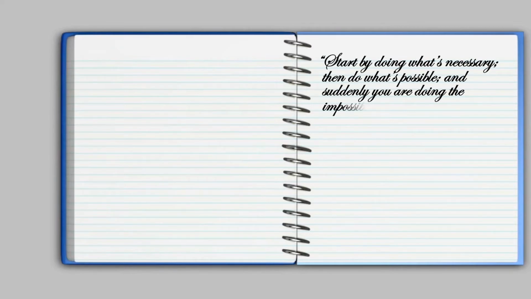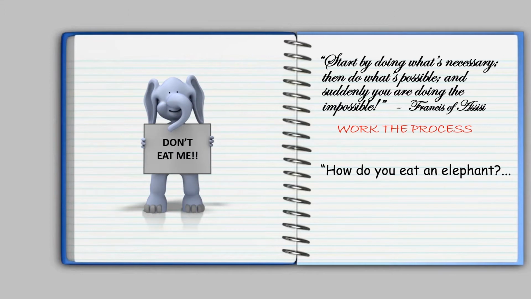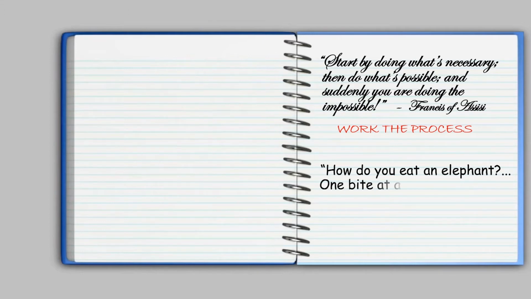I try to keep two sayings in mind. The first is a quote by Francis of Assisi: "Start by doing what's necessary, then do what's possible, and suddenly you're doing the impossible." This saying reminds me to work my problem-solving process. The second is a very old proverb. How do you eat an elephant? Well, one bite at a time. This one reminds me to break the problem down into smaller bits.